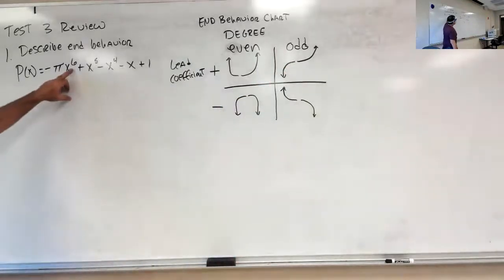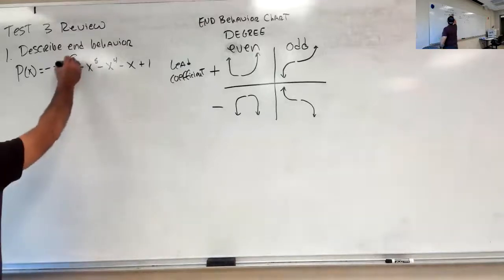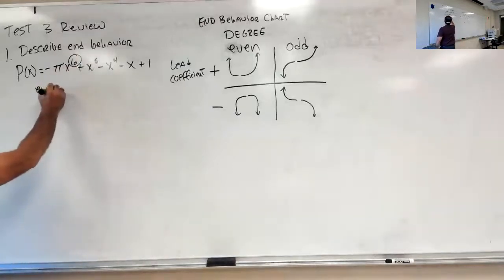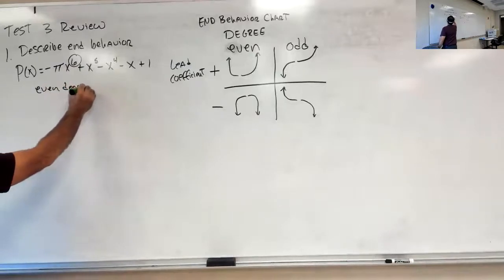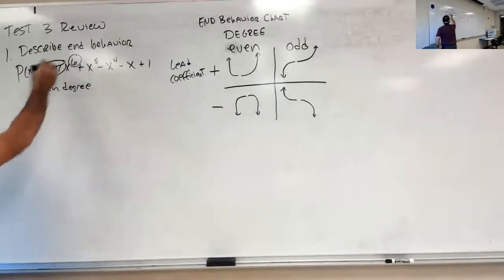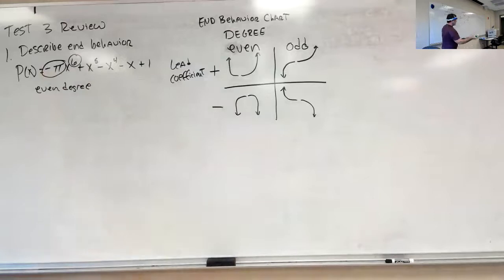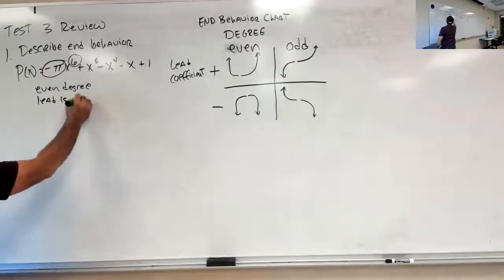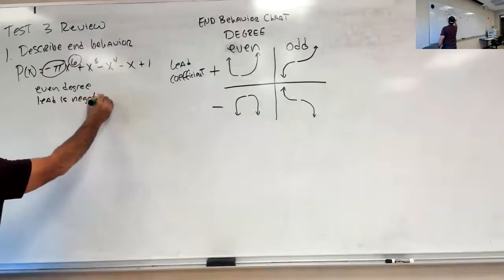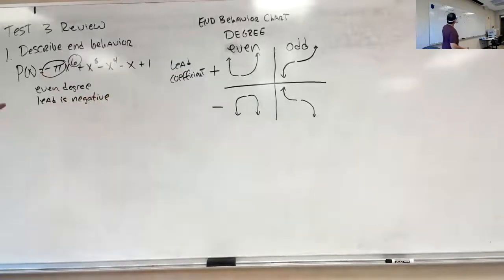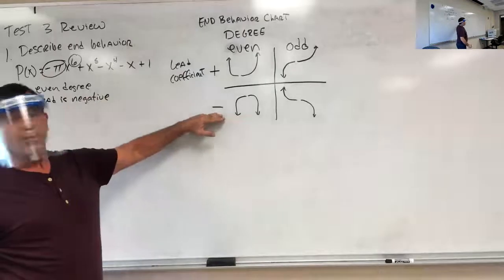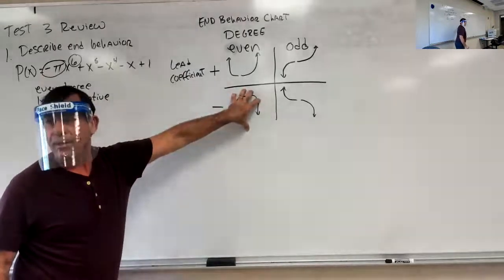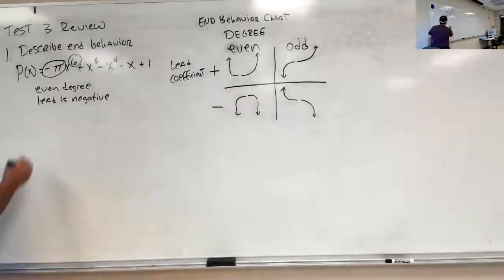So what I'm looking at on this is my degree is even. So I've got an even degree. My lead coefficient would be the negative pi, so it's negative. So the lead is negative. So even degree, negative lead coefficient. The only picture is both sides headed down.